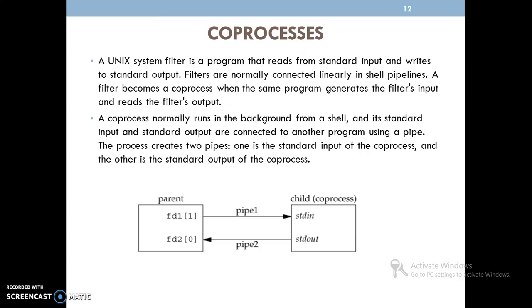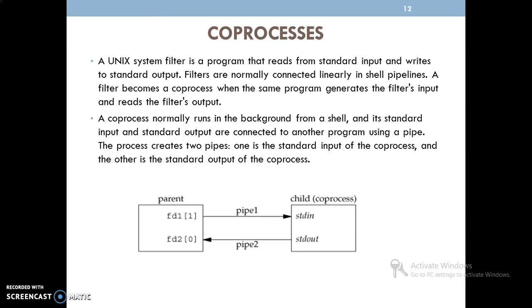Co-processes. In a Unix system, the filter concept is used. A filter reads standard input and writes standard output. Filters are normally connected linearly in a shell pipeline. A filter becomes a co-process when the same program generates the filter's input and reads the filter's output. A co-process normally runs in the background from a shell, and its standard input and standard output are connected to another program using a pipe.